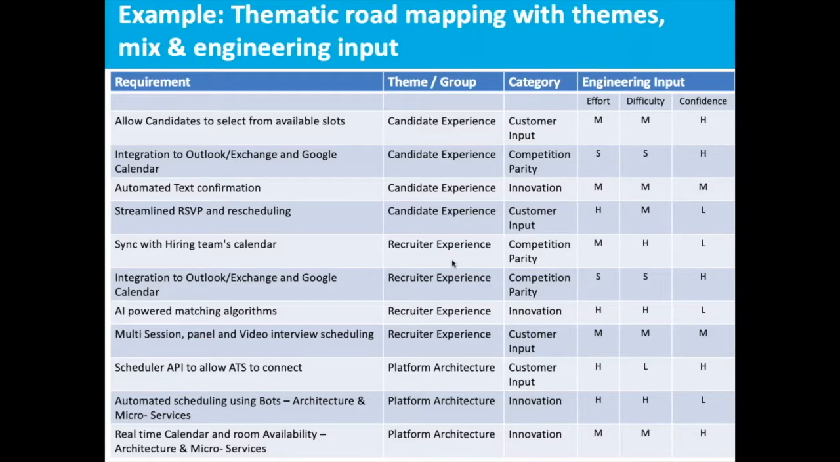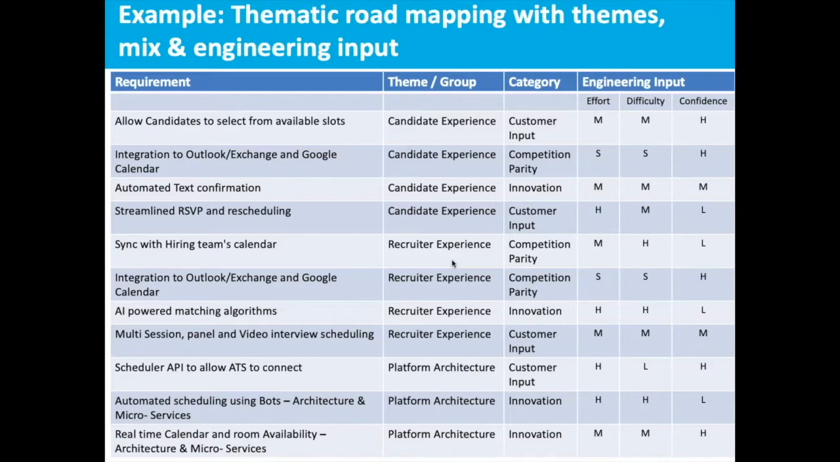Let's look at the features that we identified in this example and look at how they are grouped within teams, and also look at the category within each team, as well as the engineering input, which is an effort, difficulty, and confidence. So as you can see here, the first one is allow candidates to select from available slots.